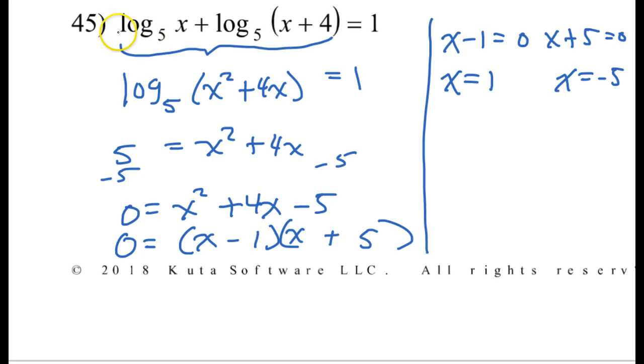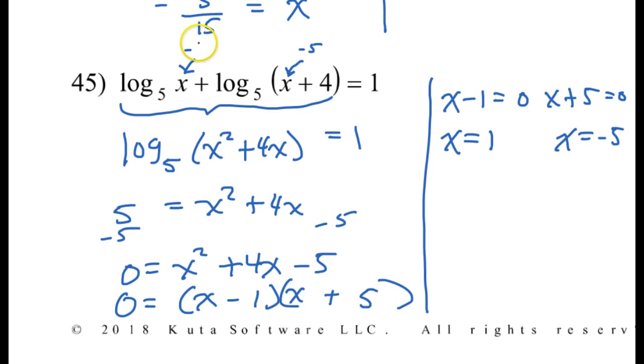Now we need to check for extraneous solutions. You can't take the log of a negative number. So you have to plug it back in. Don't just assume that because it's negative, it's automatically extraneous. You have to plug it back into the original problem and see if you get a negative then. Even if I plug it in right here, when I have this 4 kind of balancing things out, still, negative 5 plus 4 is negative 1, so that's no good.